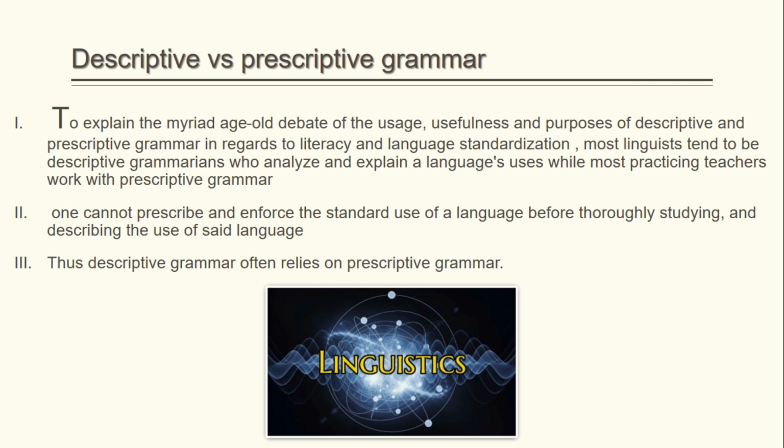As descriptive grammar heralds prescriptive grammar, one cannot prescribe and enforce the standard use of a language before thoroughly studying and describing the use of said language. In other words, despite the negative views held in the eyes of most linguists towards prescriptive grammar, it is difficult to provide clear descriptions of grammars that are applied in both speech and writing. This, on the other hand, requires the creation of approximations and exemplars. The existence of prescriptive grammar is thus needed to determine the accurateness of these exemplars.